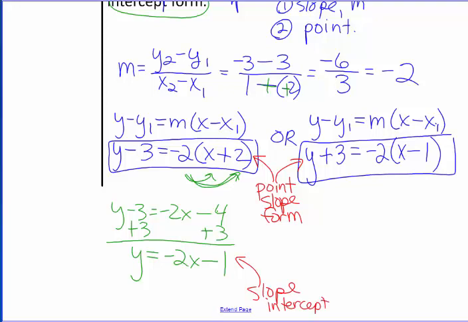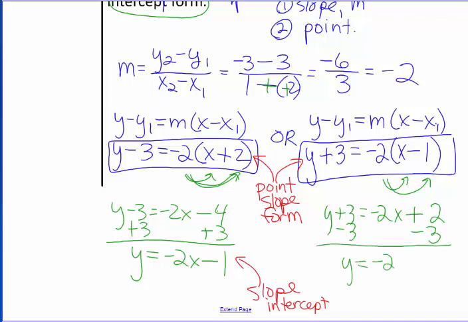Okay, so now I'll check with the other point slope form and rewrite. So we'll distribute that negative 2. We get y plus 3 equals negative 2x plus 2. Minus 3 on both sides, we get y equals negative 2x minus 1.